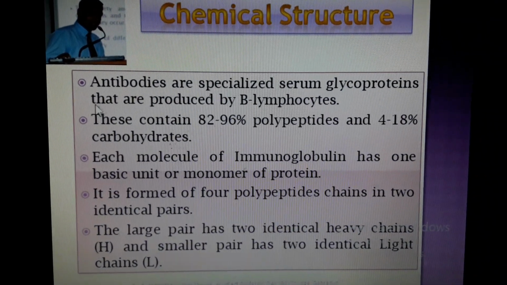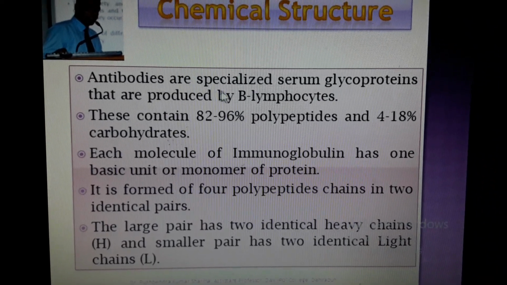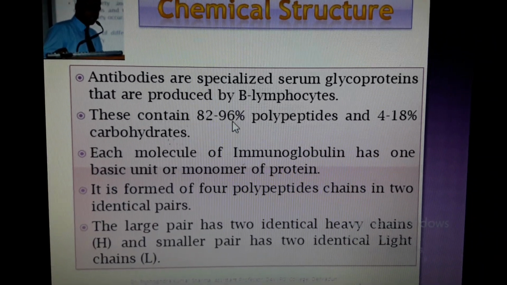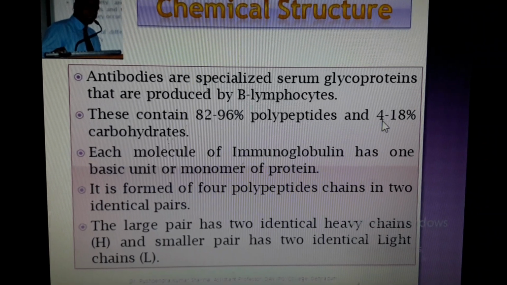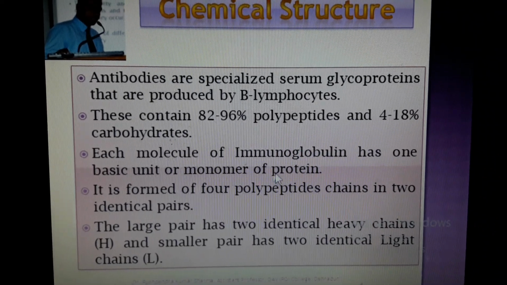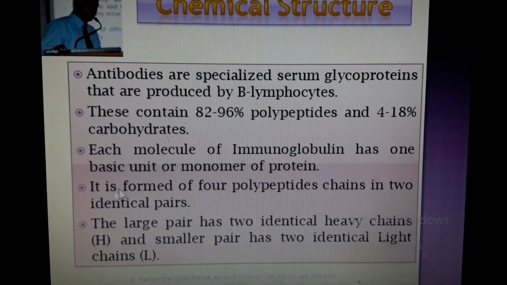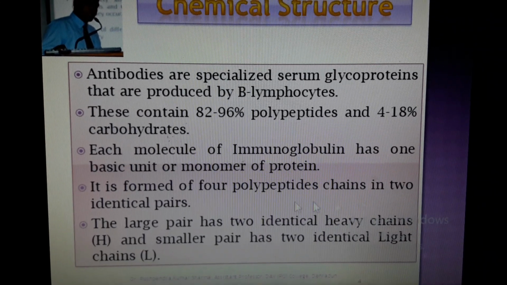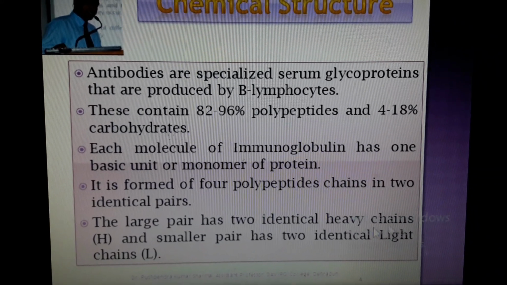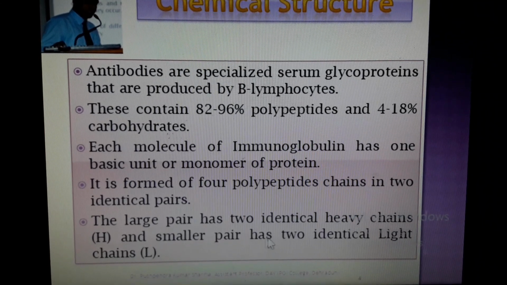Now, the chemical structure of the antibody. Antibodies are specialized serum glycoproteins that are produced by B cells or B lymphocytes. These generally contain 80 to 96% polypeptides and 4 to 18% carbohydrate. Each molecule of antibody has one basic unit or monomer of protein. It is formed of 4 polypeptide chains in 2 identical pairs. The large pair has 2 identical heavy chains or H chains, and the smaller pair has 2 identical light chains or L chains.